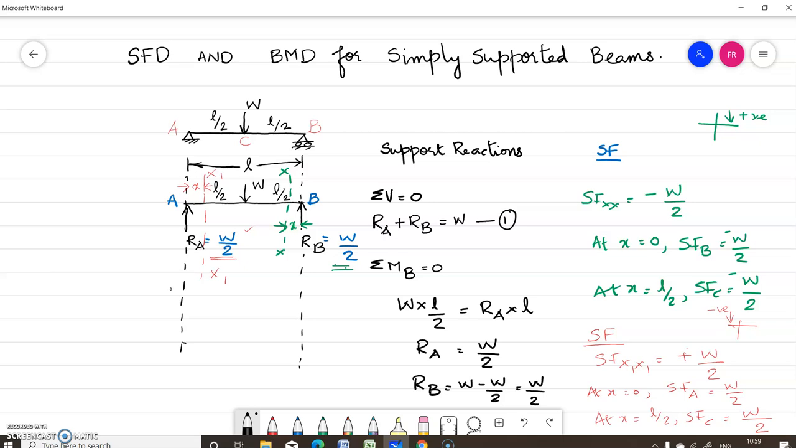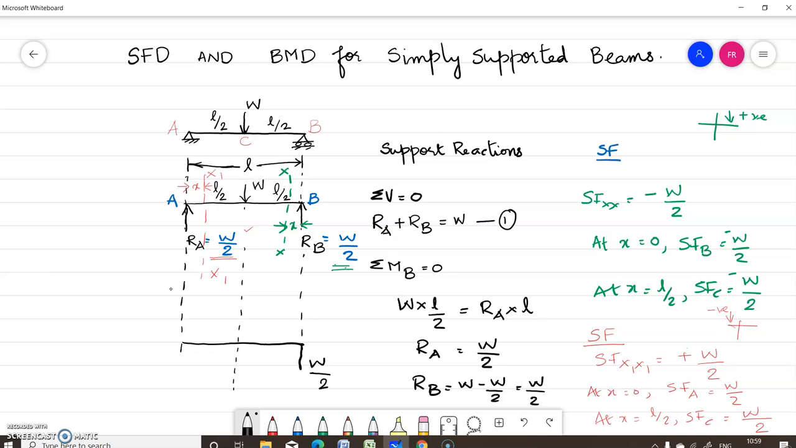For that, first we have to draw a baseline which represents the centroid or the center line passing through the beam. So first we'll draw the shear force at B. Shear force at B is minus W by 2. So we are drawing negative values below the baseline. So this is minus, this is W by 2.